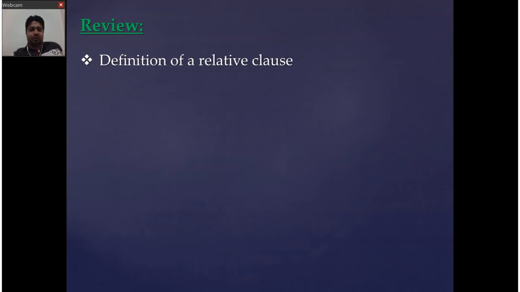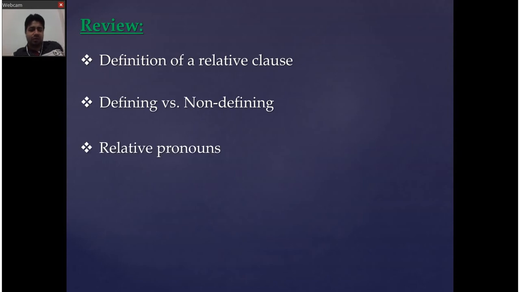We started off with a definition of a relative clause, and we said that a relative clause is a short phrase that contains one of the relative pronouns who, which, that, and so on. Then we differentiated between defining and non-defining relative clauses. A defining relative clause is essential to the sentence and we can't delete it, whereas a non-defining relative clause gives extra information and it's always marked by commas. We can delete it without affecting the general meaning of a sentence.